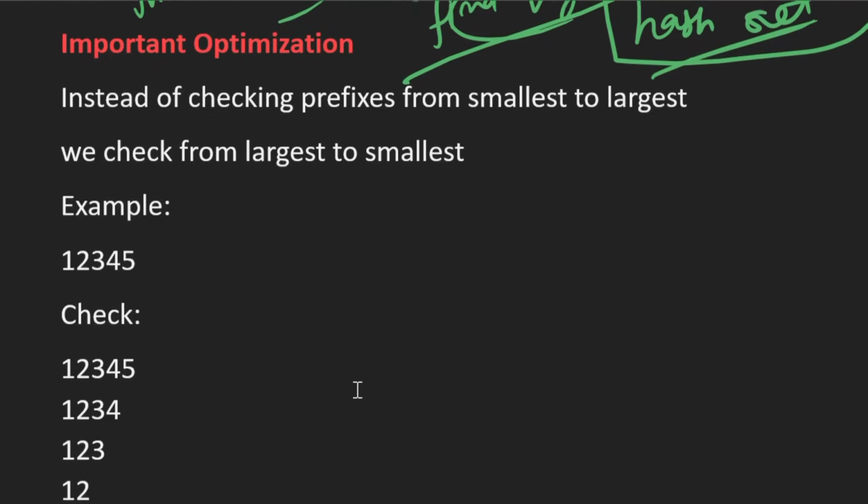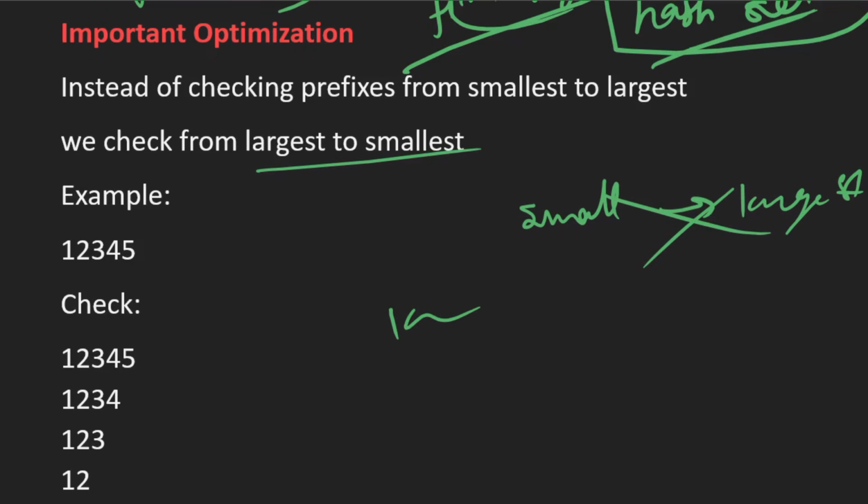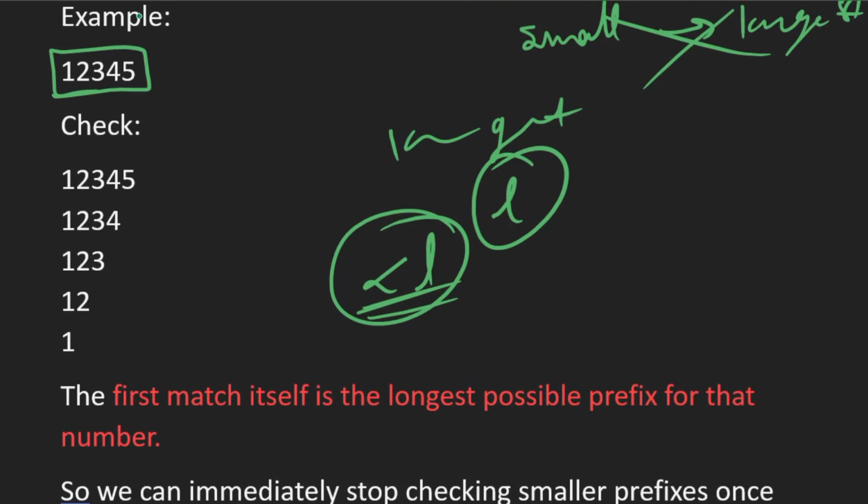And we'll do an optimization. Instead of checking the prefixes from the smallest to the largest, we'll check from largest to smallest, because if we get a common prefix of length l, then there is no need to check prefixes of length less than l. So if we take the number 1 2 3 4 5, the largest prefix is the number itself. So first we check whether that particular number lies in the hash set or not.